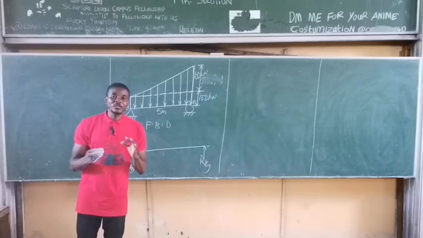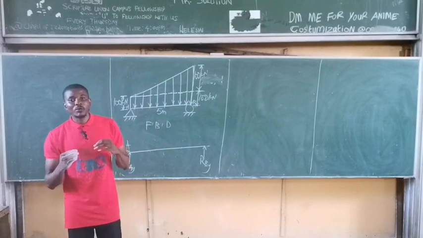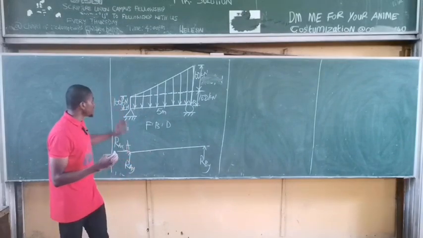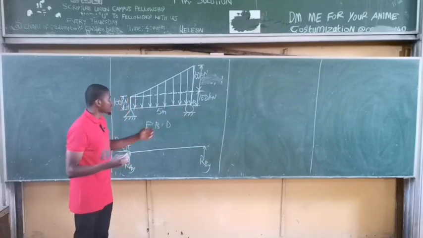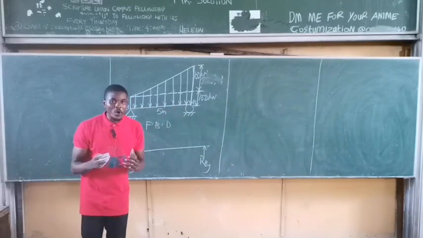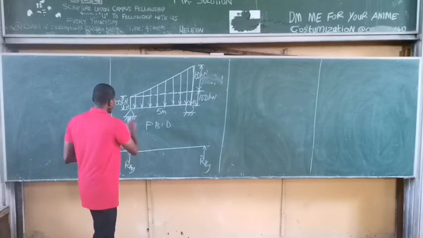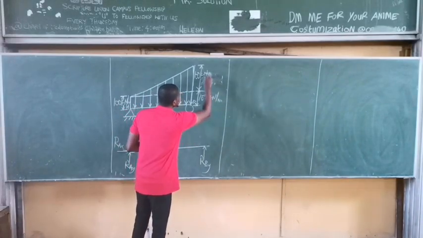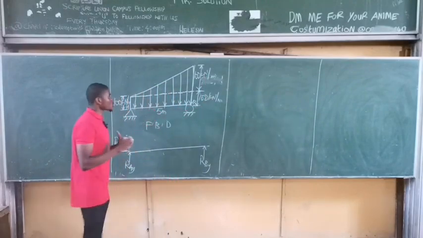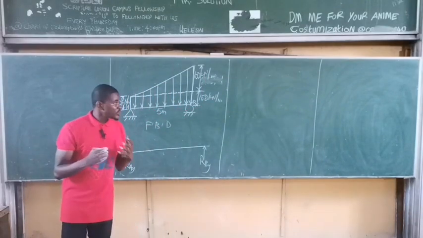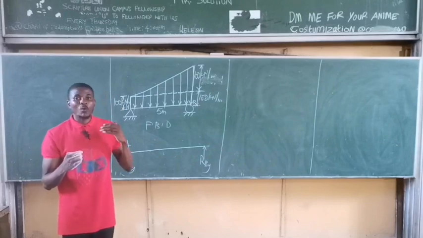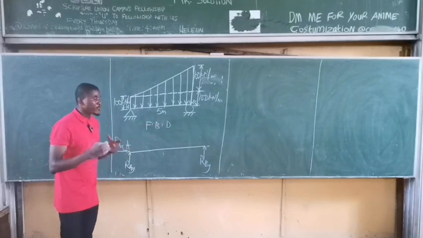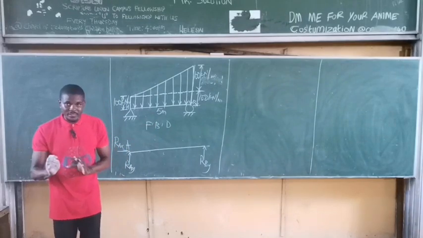To convert a UDL to a point load, remember, always multiply the load by the length covered. In this case, this UDL is covering the entire length of 5 meters, so it means the point load becomes, please, kilonewtons per meter. Take note, kilonewtons per meter. Okay, so to convert this UDL load to a point load, it simply becomes 100 multiplied by the total length, which is 100 times 5. So the point load becomes 500 kilonewtons.